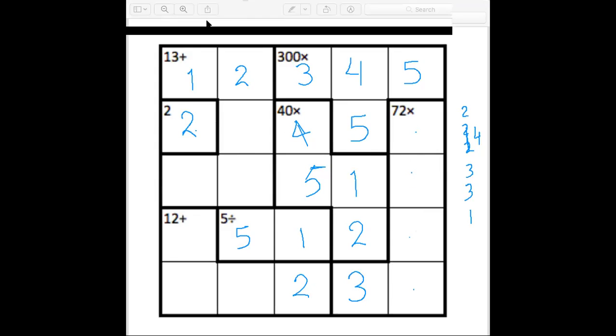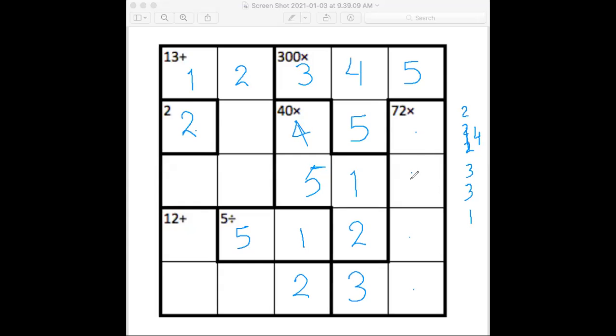My mouse is not working properly. So 2 must be here. And that leaves 1 and 3 and 4. Okay. These are 1 and 3. These are 3 and 4.